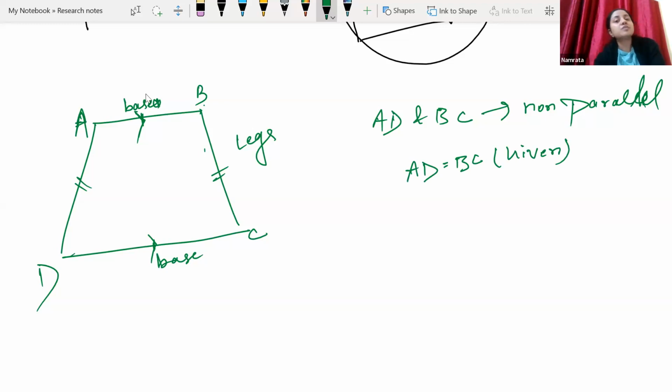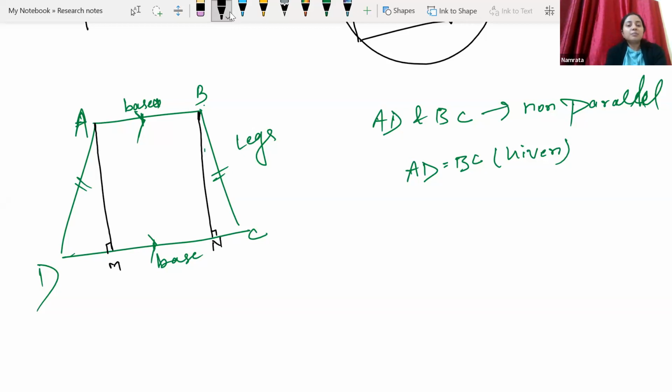So here also we'll be doing one construction. We can drop a perpendicular from A over here, and we can drop a perpendicular from B over here. Let's say this is M, this is N. So we have dropped two perpendiculars, one from A, one from B, on the side CD.